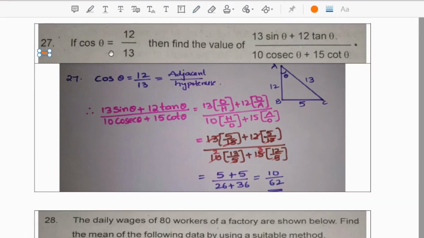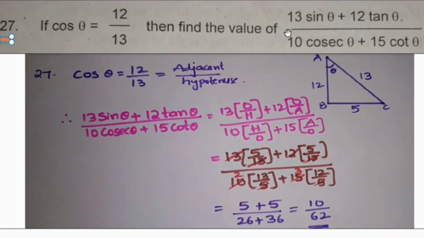27th question. If cos theta is equal to 12 by 13, then find the value of 13 sin theta plus 12 tan theta by 10 cosecant theta plus 15 cot theta. Students, to find this, we have to take the given condition cos theta is equal to 12 by 13 and write the ratio formula for cos theta, which is nothing but adjacent side by hypotenuse. Adjacent side to theta is 12, hypotenuse is given as 13. Obviously, opposite side will be 5 based on Pythagoras triad.